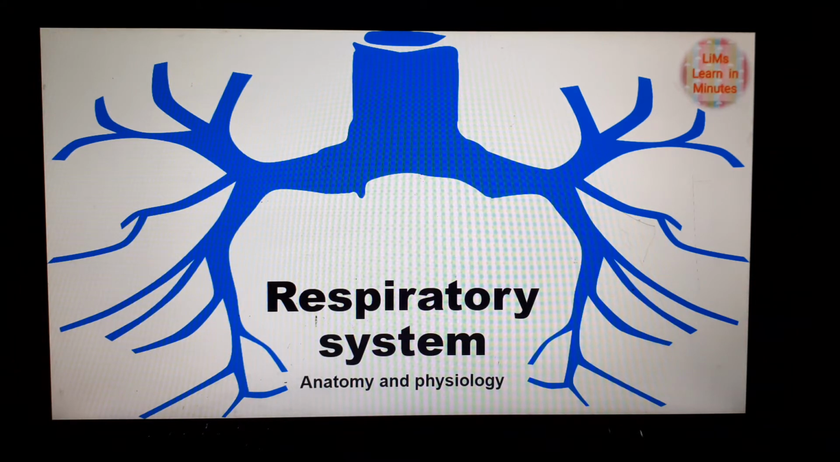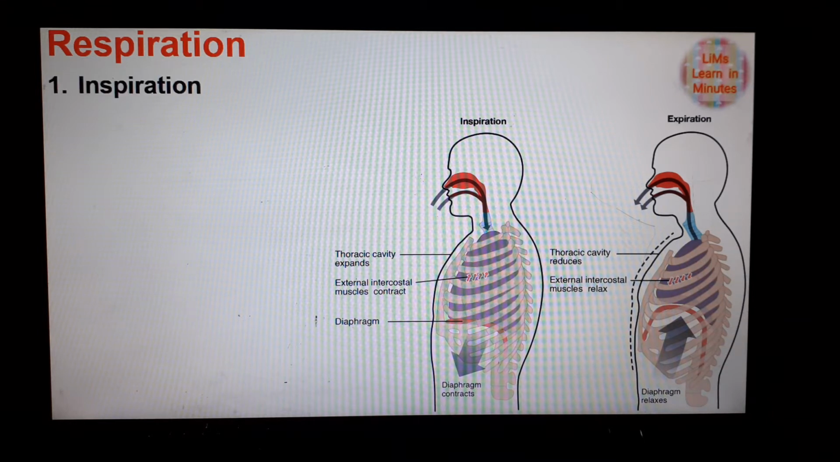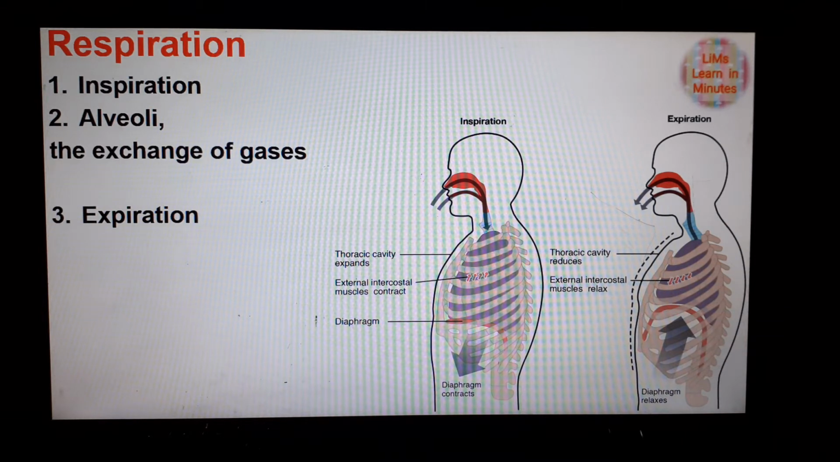In the previous part we have learned about the organs of respiration. In that we have seen nose, larynx, pharynx, lungs, tonsils, trachea, bronchial trees. Today we will learn about the process of respiration. So basically respiration consists of three steps: first inspiration, then expiration, and alveoli, where the exchange of gases takes place. Let's see one by one.